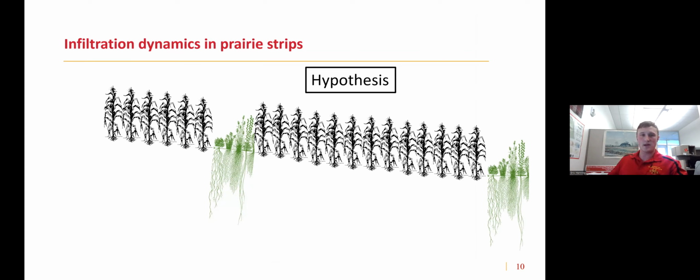So here on the screen, we have an example cross-section of the prairie strip field. And I think right off the bat, you can notice that there's quite a difference in the root systems of the two plant communities. This picture maybe isn't perfectly to scale, but it's fairly representative. And along with some other factors, we think this might have an impact on infiltration dynamics.